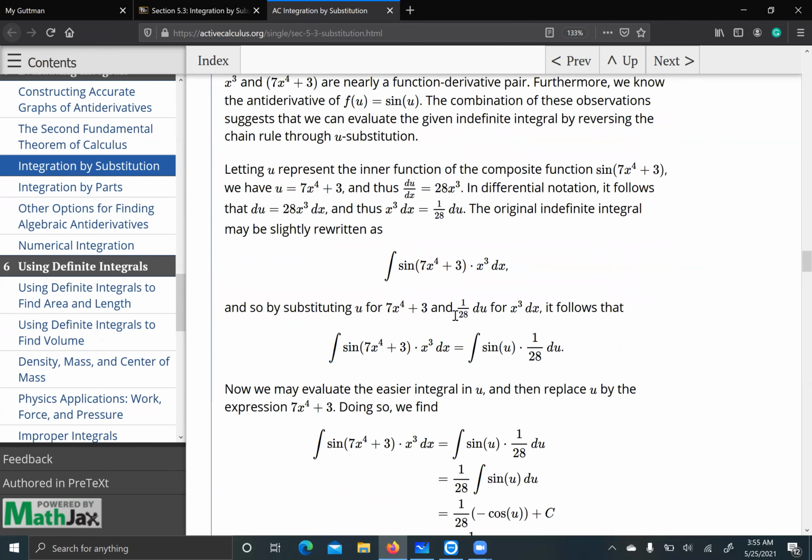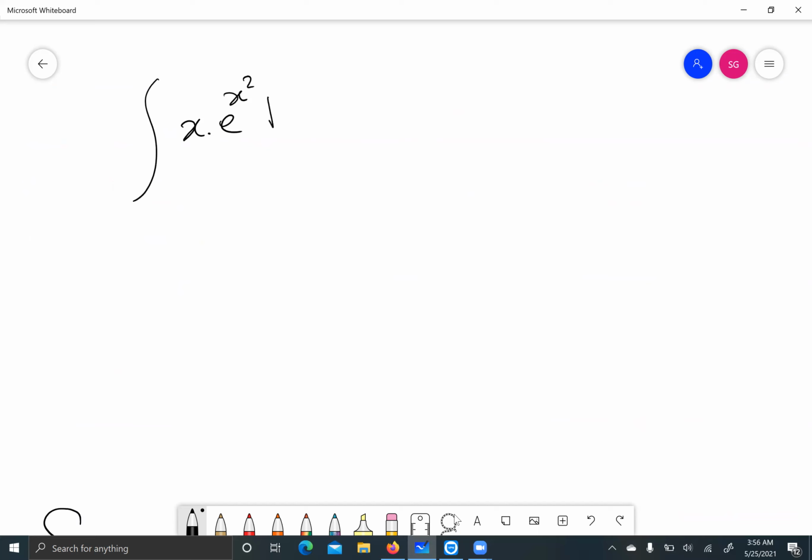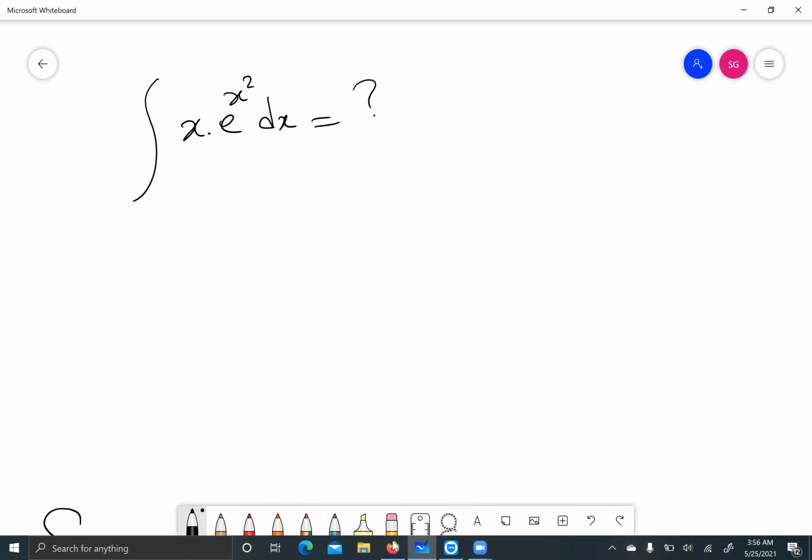Okay, what else? Let's see another example. Oh, what about this one? x times e to the x squared. Let me show you this example. The integral of x times e to the x squared dx, right? x times e to the x squared dx. Okay, that's the question.